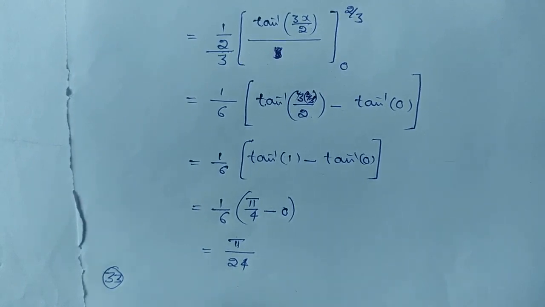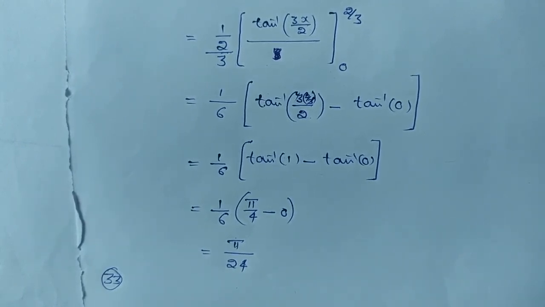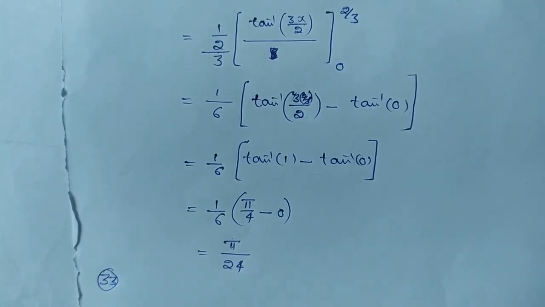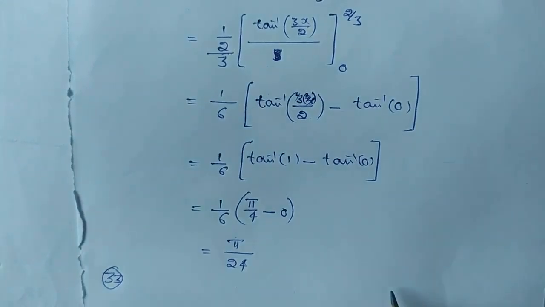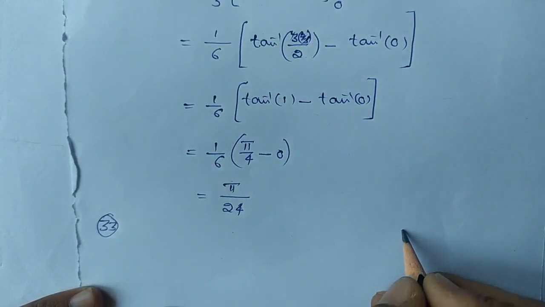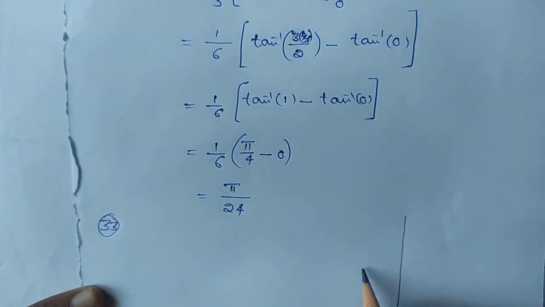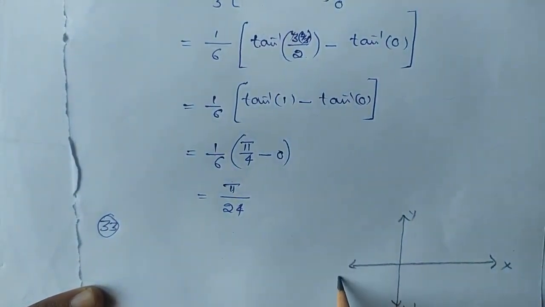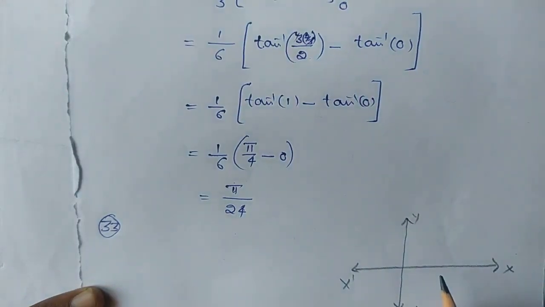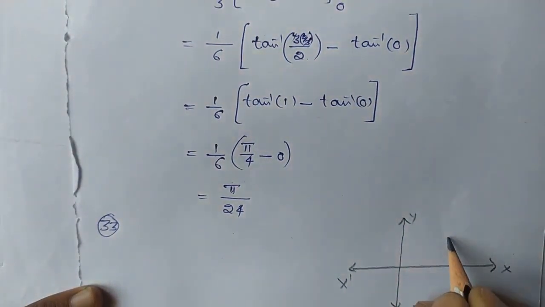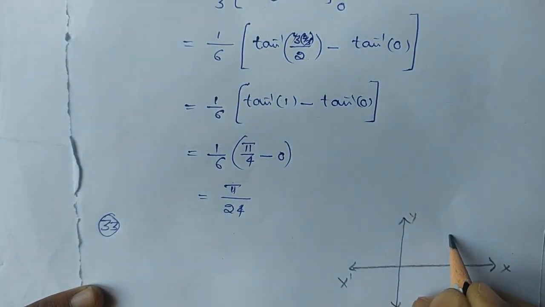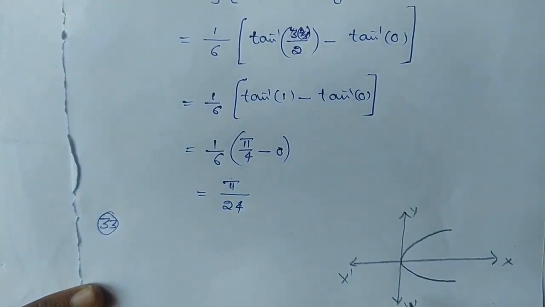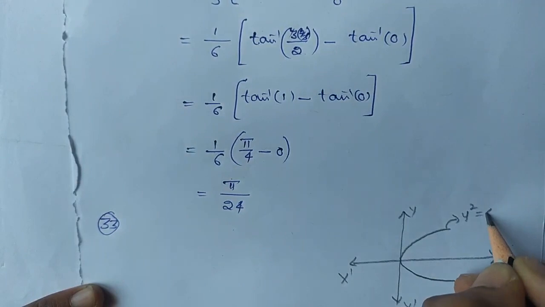Find the area of the region bounded by the curve y square is equal to 4x and the line x equals 3. For this question we need a diagram. This is the x-axis, y dash, and x dash. So y square equals 4x is of the form y square equals 4ax, so the parabola will be like this. It is the curve y square is equal to 4x.